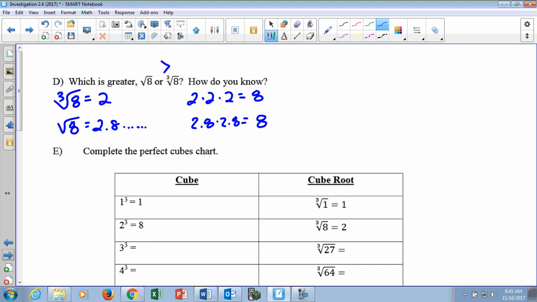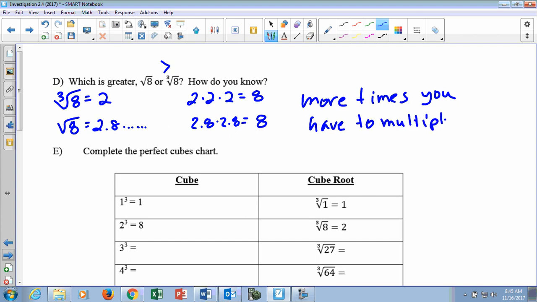So the more times you multiply and you're trying to get the same answer, the more groups you break it into, and the numbers have to be smaller. So a square root will always be bigger than a cubic root, because with the cubic root you have to multiply more times. Does that make sense? Sort of?